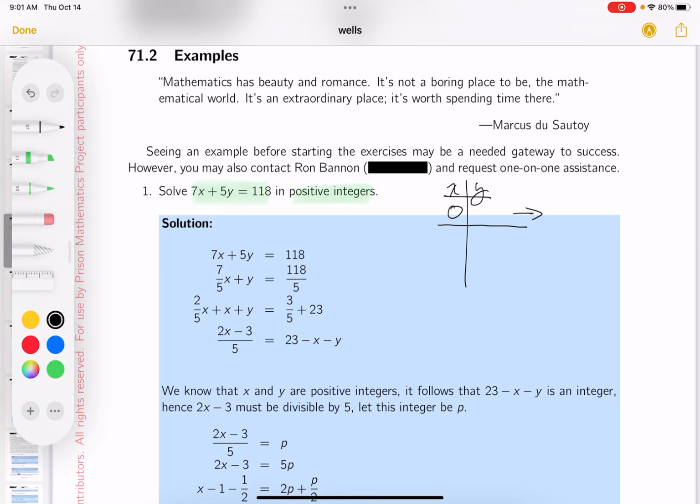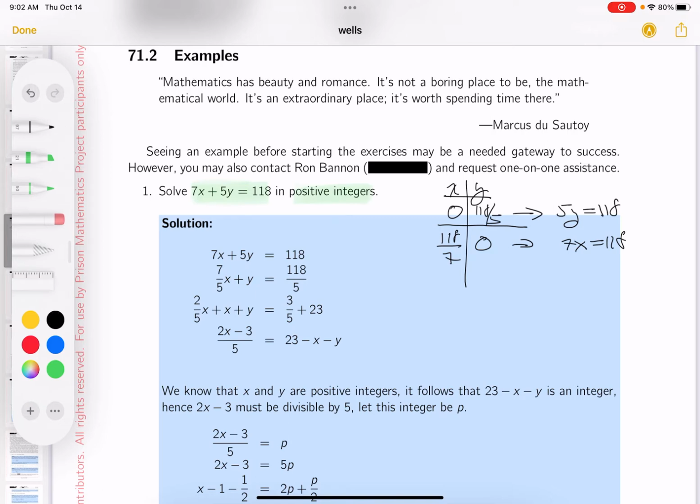If x is 0, they would get 5y equals 118, and what do they get? They get 118 over 5 for y. This is not what they asked for. Now, someone said, well, let me try my luck for another one. Let me try to set y to be 0. What would they get? They would get 7x equals 118, and then x would be 118 over 7. Not positive integers. 0 is an integer, by the way.